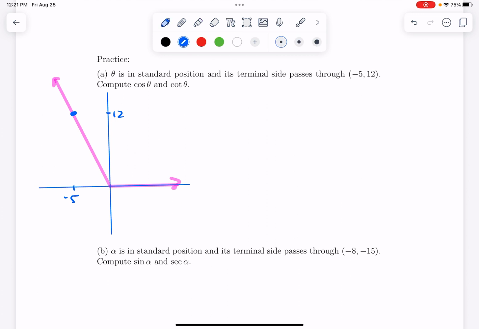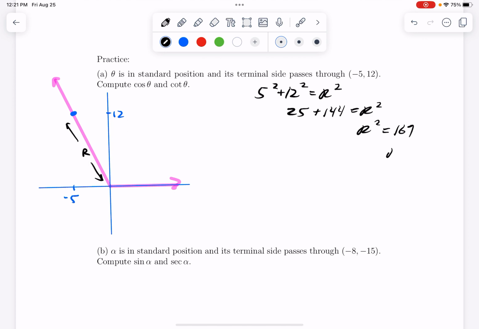So the first thing I want to do is measure what is the distance r. I'll do it as a capital R this time. If you imagine a right triangle in here, we basically have 5 squared plus 12 squared equals r squared. Don't get caught up on the fact that it's -5. This distance is still 5 no matter what. So we have 25 plus 144 equals r squared. R squared equals 169, and I actually cooked that up rather nicely so that we get r equals 13. So I know that x equals -5, y equals 12, and r equals 13.